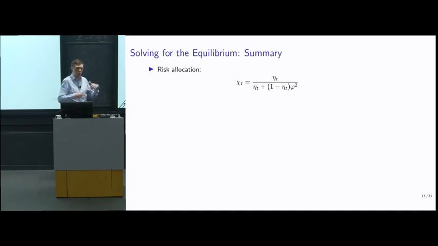In this model, the way we framed it, the way we wrote it, intermediaries cannot hold capital physically, but they can hold it, let's say, indirectly through outside equity. And what matters is the risk allocation chi and not the capital allocation, because the capital allocation, this kappa, is always zero in the sense that households hold all of it.